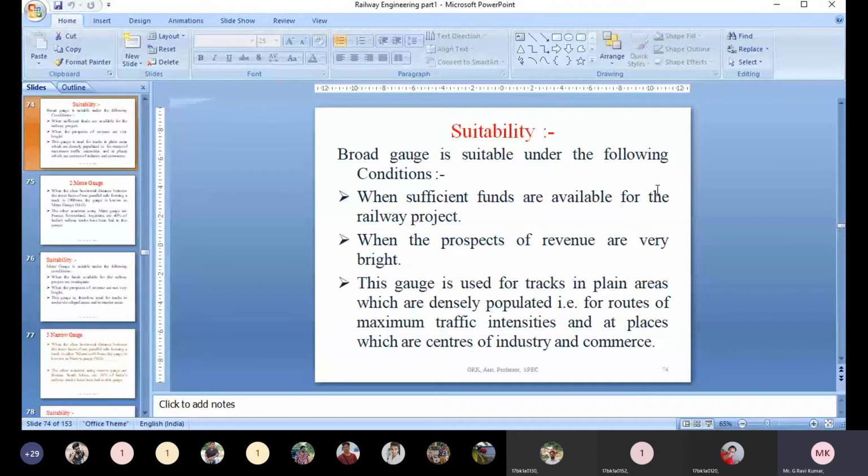So you can see broad gauge is suitable under the following conditions: when sufficient funds are available for the railway project, and when the prospects of revenue are very bright. This broad gauge is used for tracks in plain areas which are densely populated, that is, for routes of maximum traffic intensity and at places which are centers for industry and commerce. So in those cases, broad gauge is best. It means wherever we need to convey a huge number of passengers, broad gauge is the best choice.